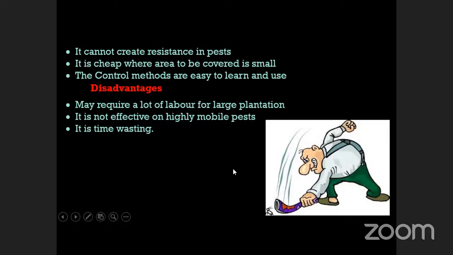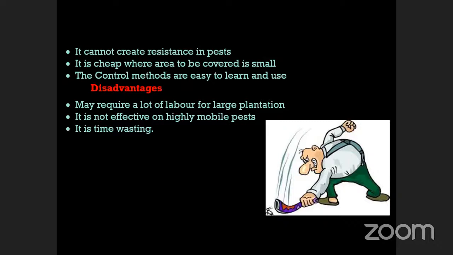Since the other page was clear, you read the remaining advantages of physical method. It cannot create resistance in pests. It is cheap where area to be covered is small. The control methods are easy to learn and use. Okay, thank you. It cannot create resistance.